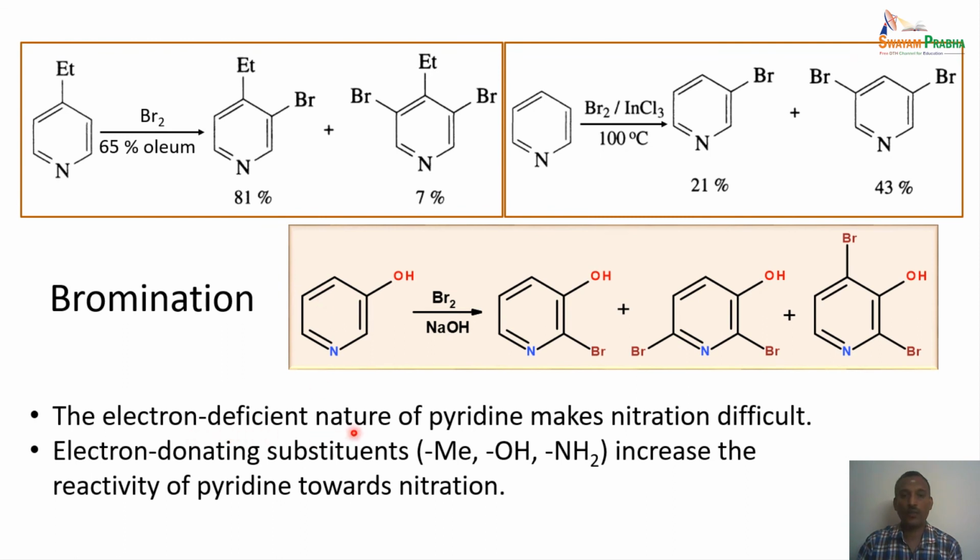The electron deficient nature of the pyridine actually makes the nitration reactions very difficult. Even the electron donating substituents like methyl, hydroxy or NH2 increase the reactivity of pyridine towards nitration, but it is not very similar to how benzene derivatives undergo nitration. So the substituted benzene derivatives undergo nitration much better compared to substituted pyridine derivatives.